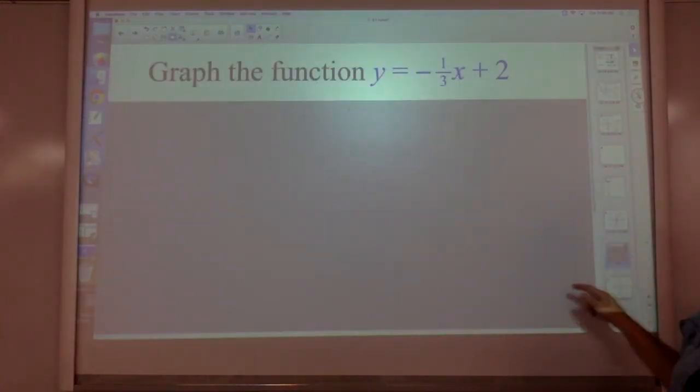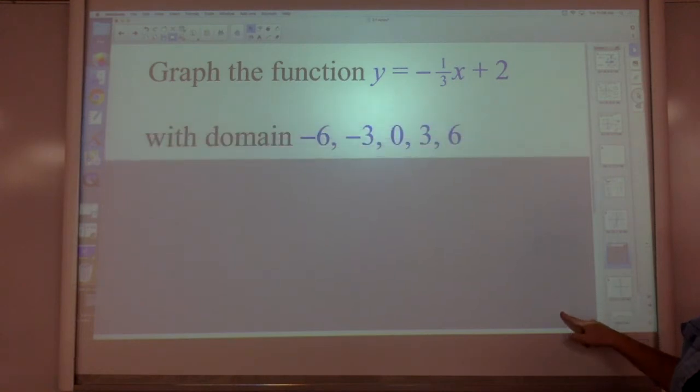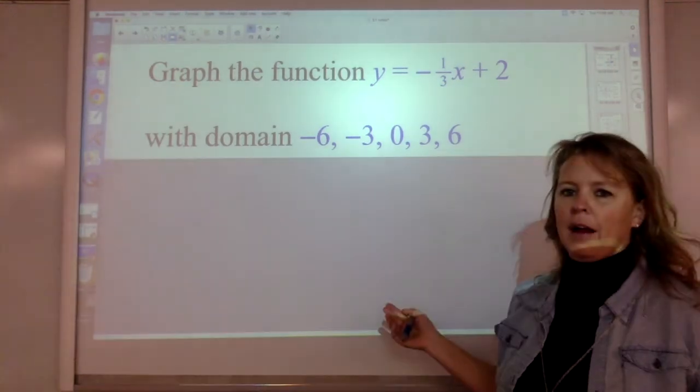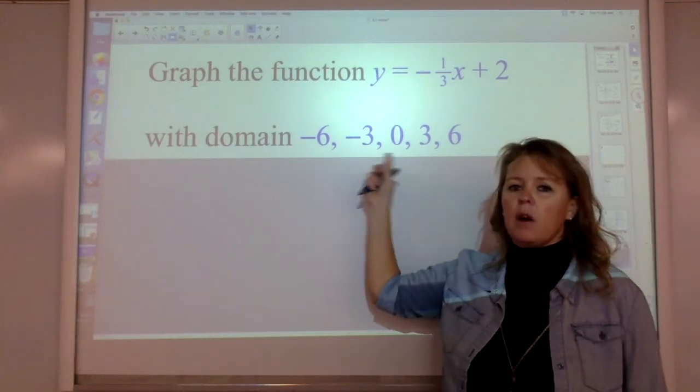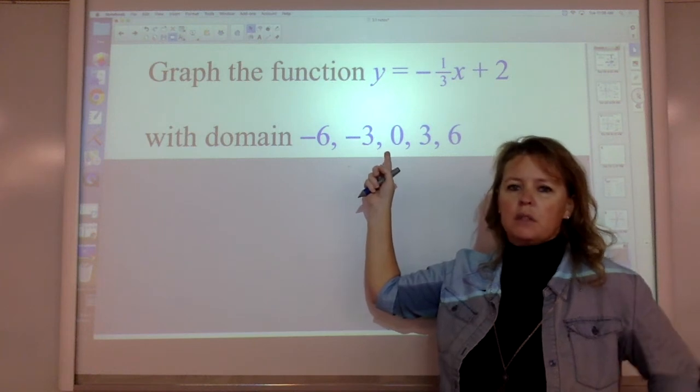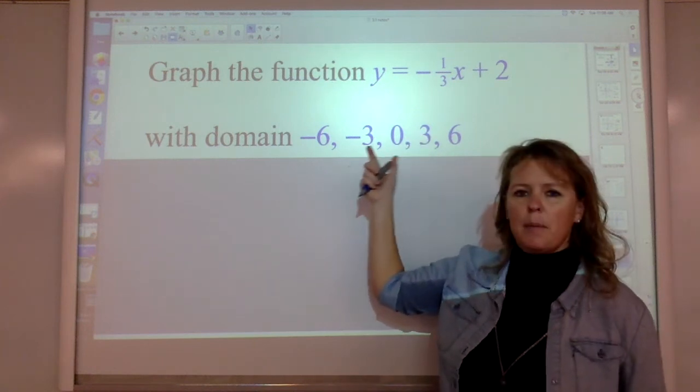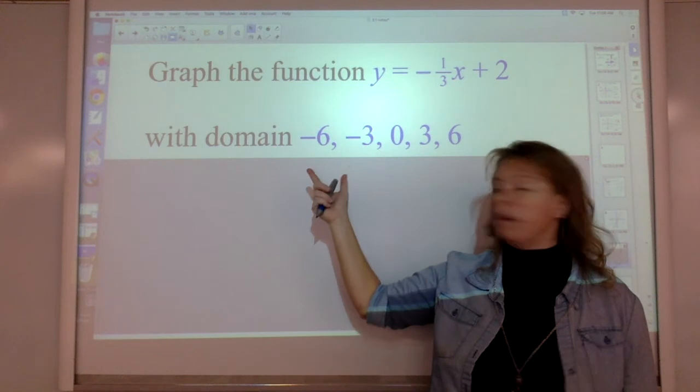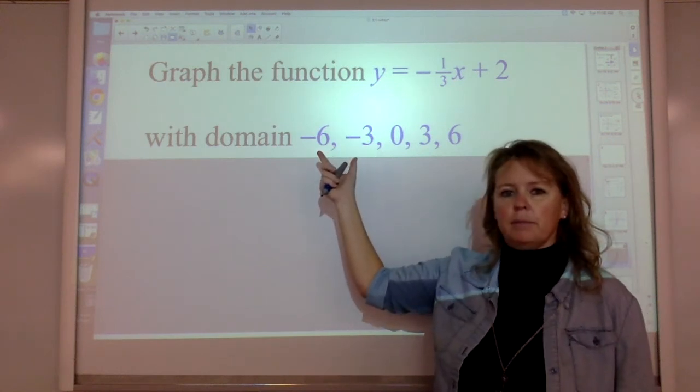All right, we're going to do the same thing with this one. Take a look at the function, though. It does have a fraction in it, -1/3 x plus 2. Take a look at this domain. I told you we don't want to use really big numbers because then it gets a lot bigger on our graph. Having a couple of negatives is good. Always knowing what's happening at the origin is good. Having a couple positives. But instead of -2 and -1, we went with bigger numbers this time.